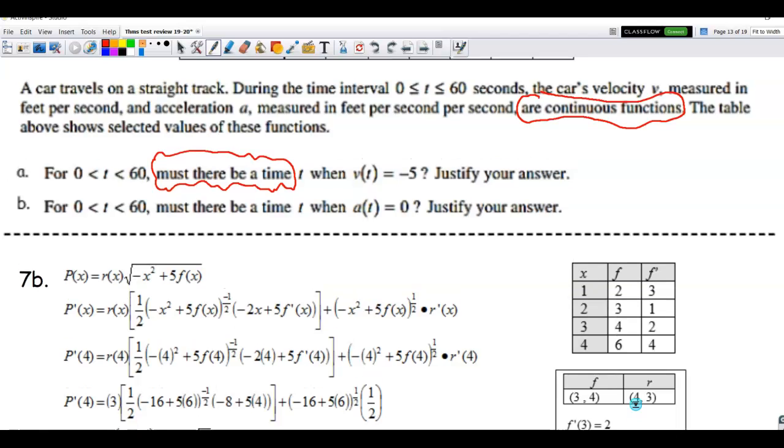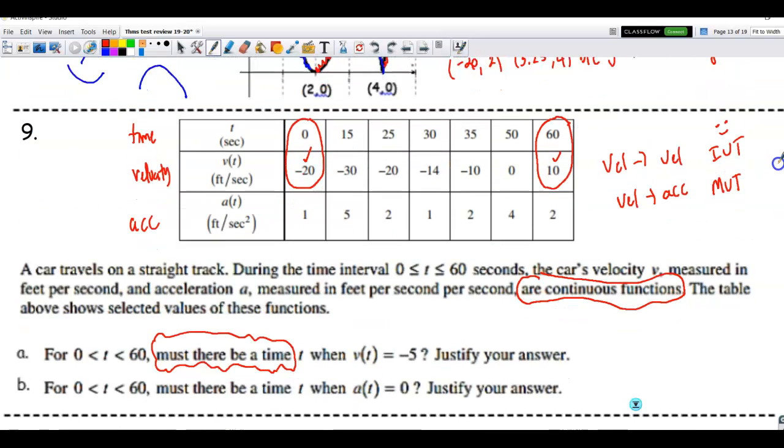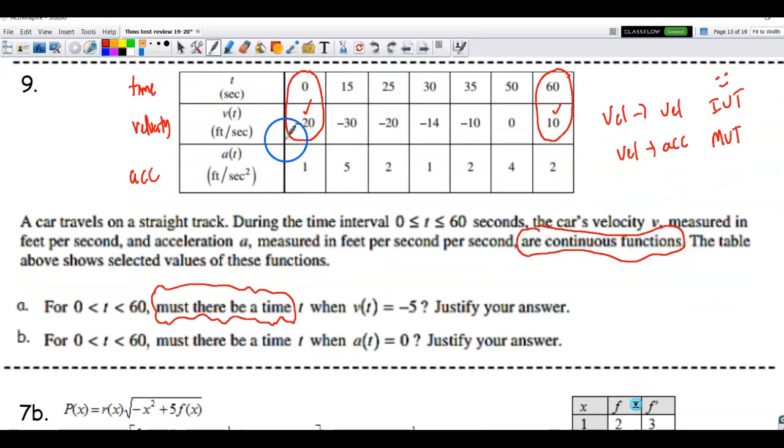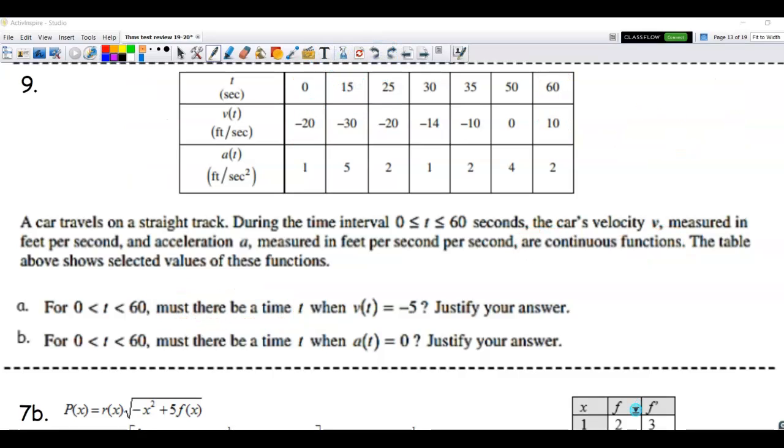All right, we have one more item to go. So let's get this up here. Let's clear these annotations so that we can start. So in letter B, we're now looking on the same interval. Must there be a time when the acceleration is equal to 0?